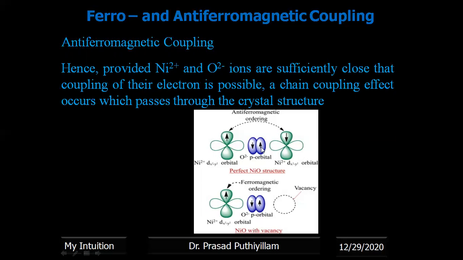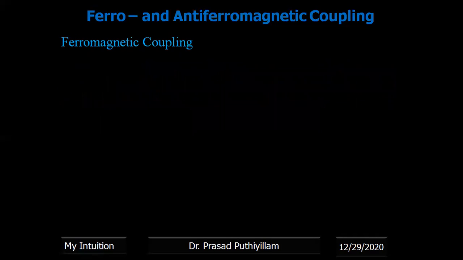And hence, if the Ni2+ and O2- ions are sufficiently close to each other, the coupling of the electrons is possible, and this happens in a chain fashion. The next Ni, next oxygen O2-, can further couple with Ni in an antiferromagnetic ordering fashion. So that is in case of antiferromagnetic coupling.